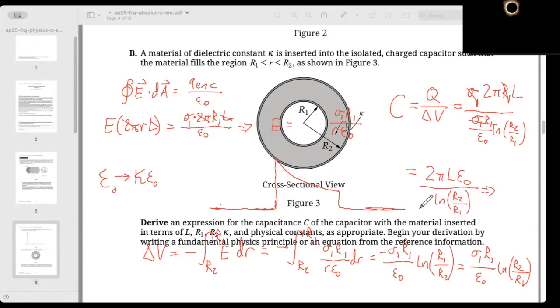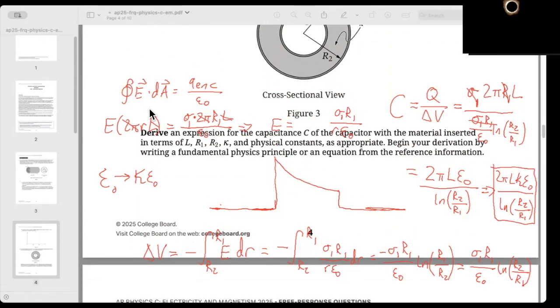So that tells us that the capacitance, I'm running out of room here, is going to be 2 pi L kappa epsilon naught over natural log of R2 over R1. Again, all of your epsilon naughts just change to kappa epsilon naught because that's all the dielectric constant does. There you go. We're done with question one.